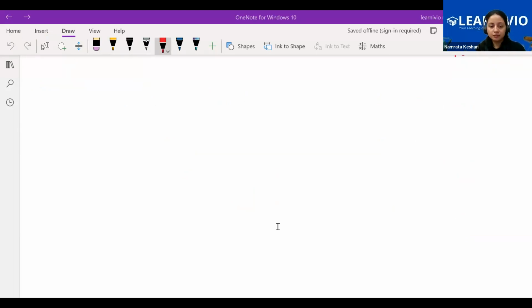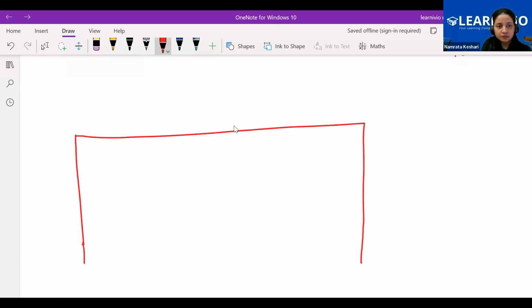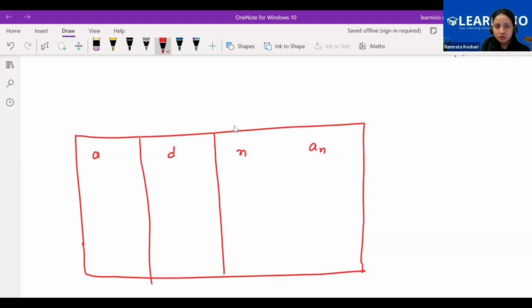Let me draw the table over. So we were talking about this table, where A, D, N, and AN, we were having four columns. Okay.